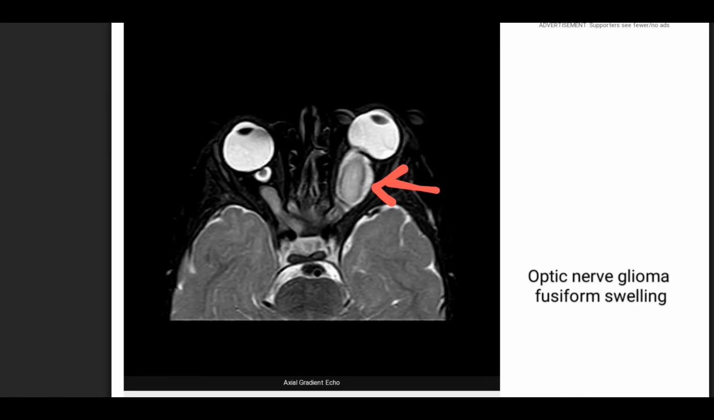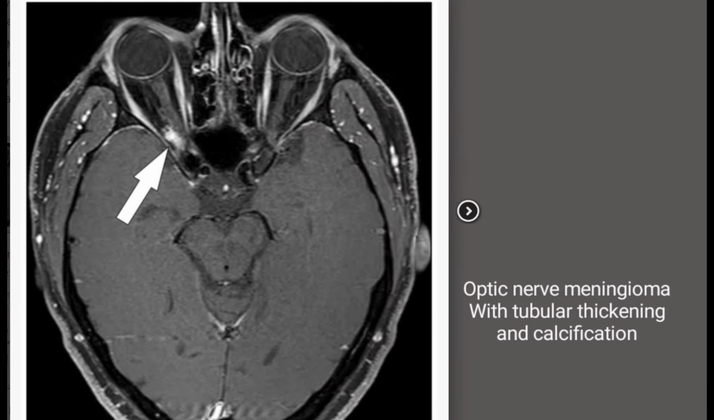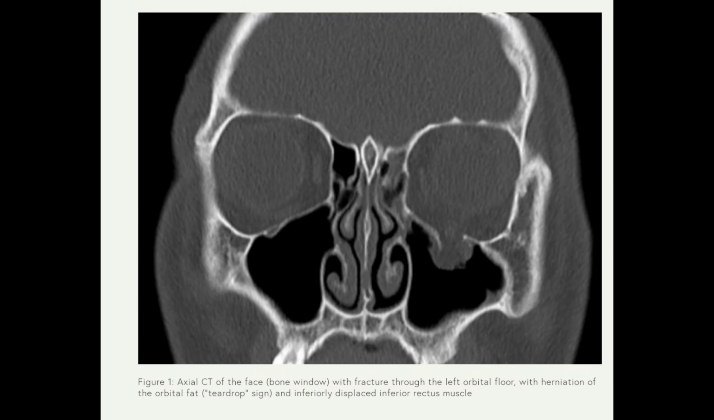While this image is of glioma. In glioma, there will be fusiform swelling, here it is fusiform thickening. Then this is a CT image of the orbital floor. Here the orbital floor is fractured and the orbital fat is coming down. It is known as the teardrop sign.